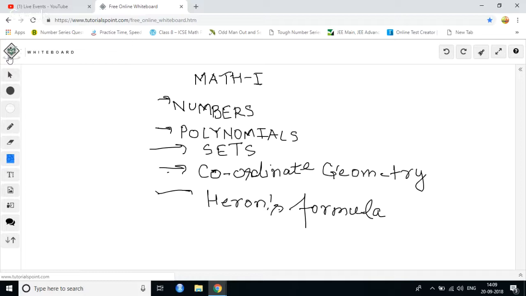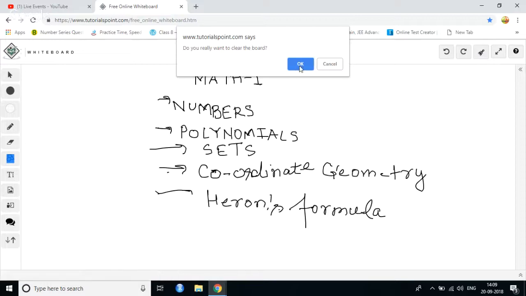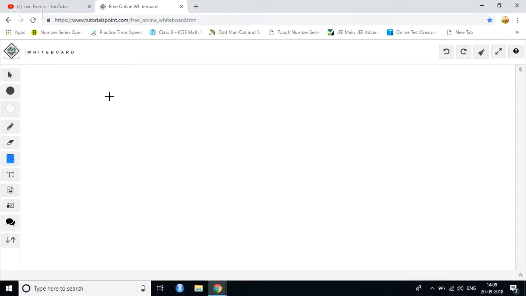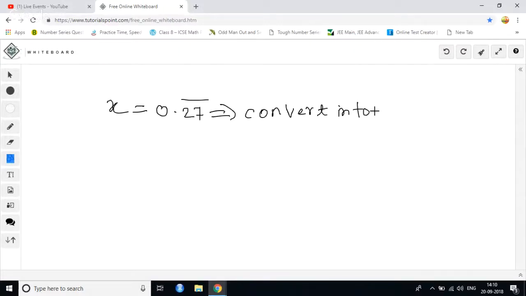Okay, so guys, I'm starting with questions from number system. In number system, we have discussed so many things. The first thing that I taught you was how to change any recurring non-terminating number into a fraction. So suppose x is equal to 0.27 bar, and I want to convert it into a fraction. So the question would be: convert into fraction.